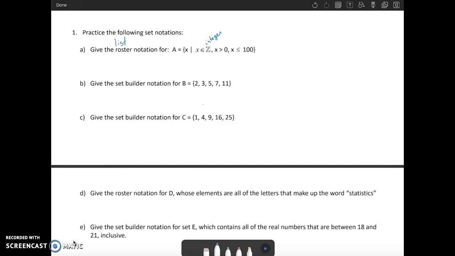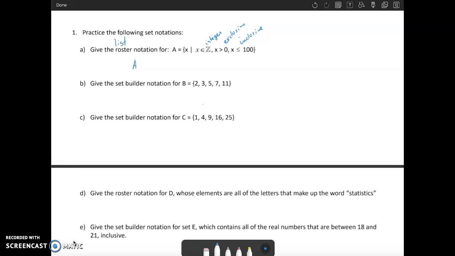So we would call this exclusive, or we would say it excludes 0. 0 does not belong in this group because it says x's have to be strictly larger than 0, but it is inclusive of 100. So those are some other terms that you may need to use, especially if you're needing to describe these. So it's basically all of the integers between 0 and 100, exclusive of 0 and inclusive of 100.